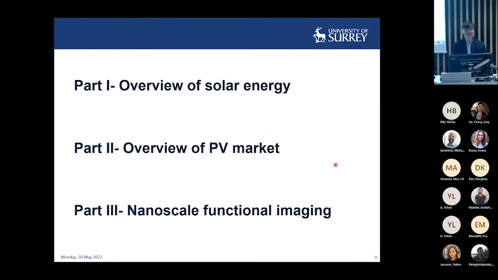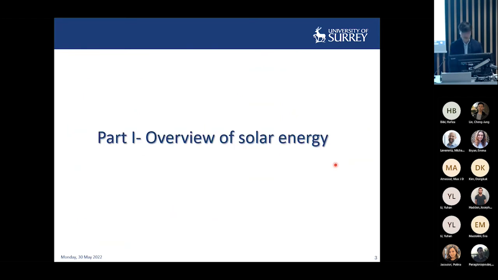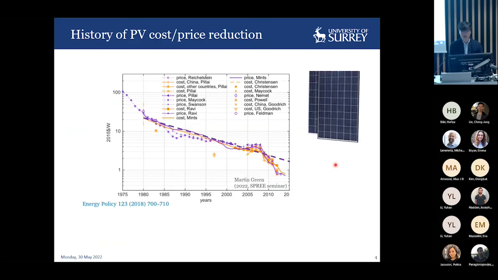Before I go into functional imaging of photovoltaic materials, I'd like to give a very brief overview of the solar energy and PV market, which isn't going to be long, but I just wanted to give a little bit of introduction to where we are up to and where we are heading to.